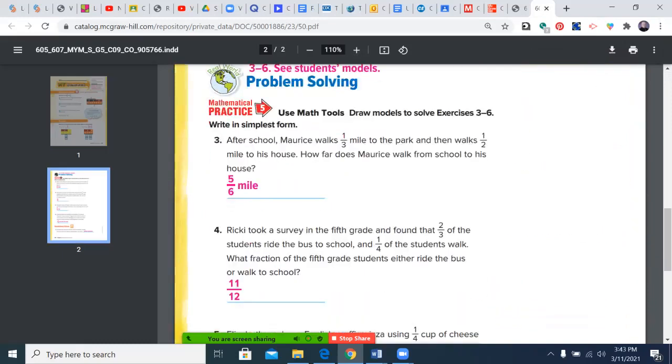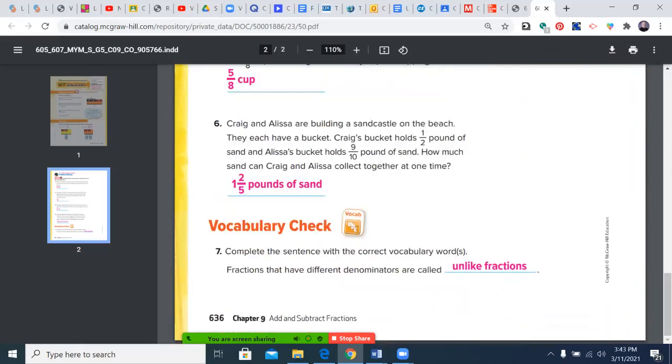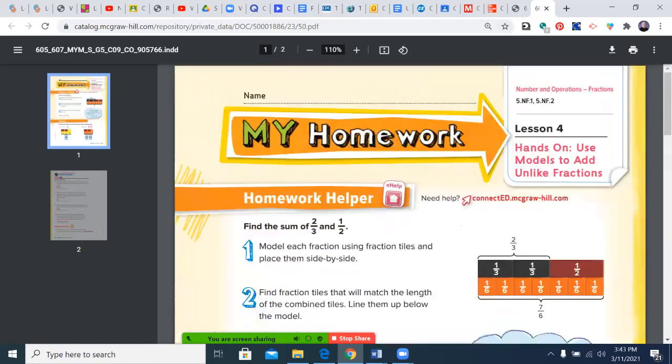After school, Maurice walks a third of a mile to the park and a half mile to his house. It came out to 5/6 of a mile. So the next one, 11/12, 5/8 of a cup, a pound and 2/5 of sand. Fractions that have different denominators are called unlike fractions. And that wrapped that up.